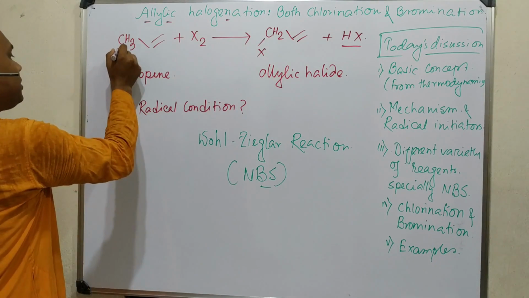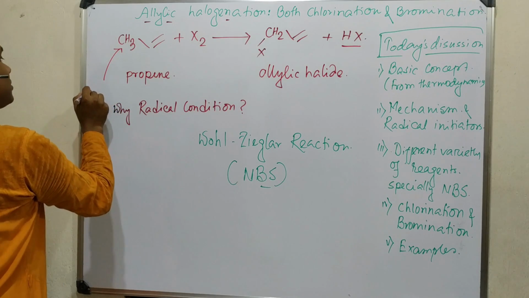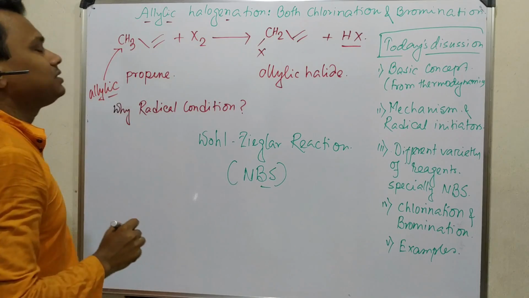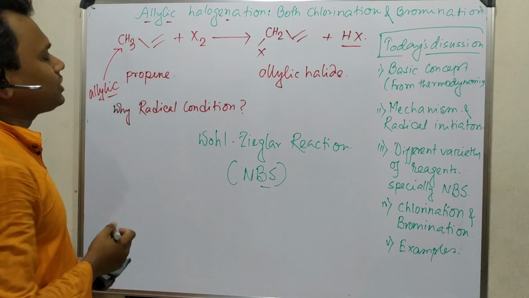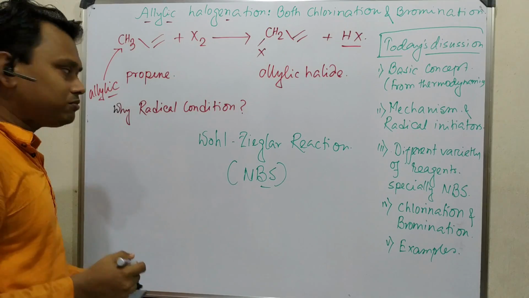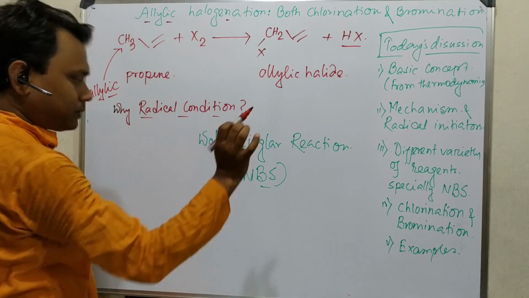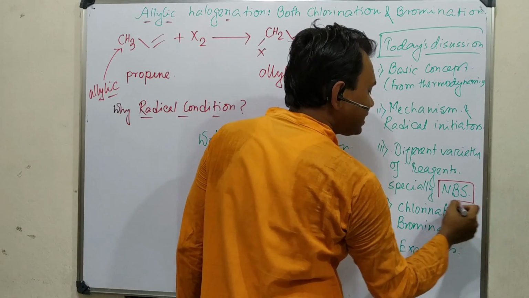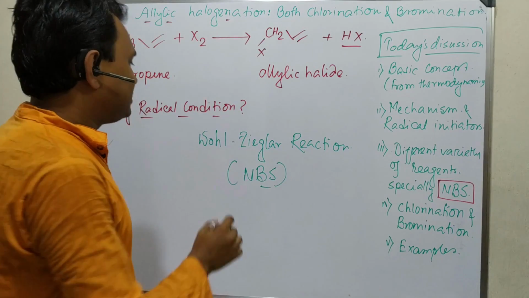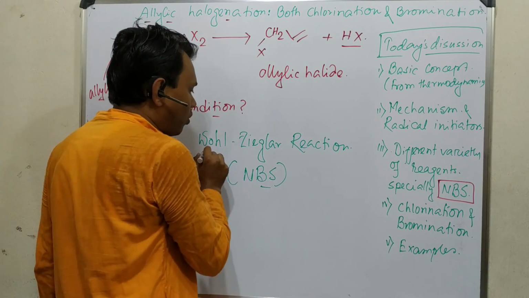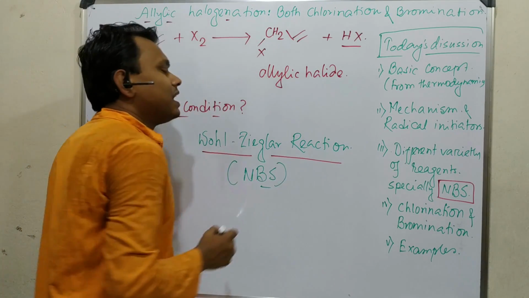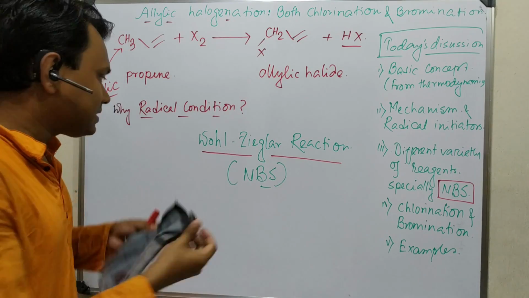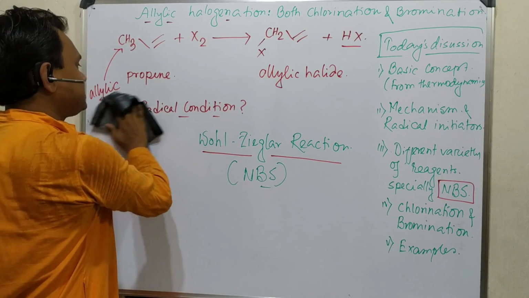Why is this allylic? Because this position is called the allylic position. That's why this is called allylic halogenation. And actually this reaction proceeds mainly through a radical. I'll explain why. In the case of this NBS derivative, this reaction has a unique name. Its name is the Wohl-Ziegler reaction, that is bromination using N-Bromosuccinimide. So please keep this in mind.